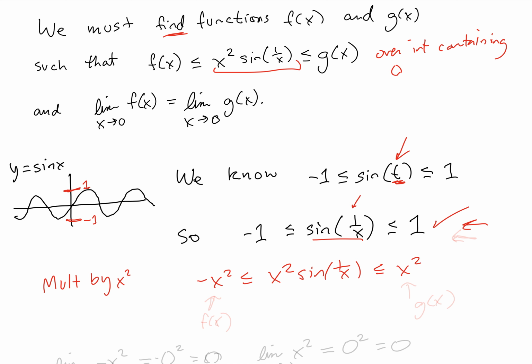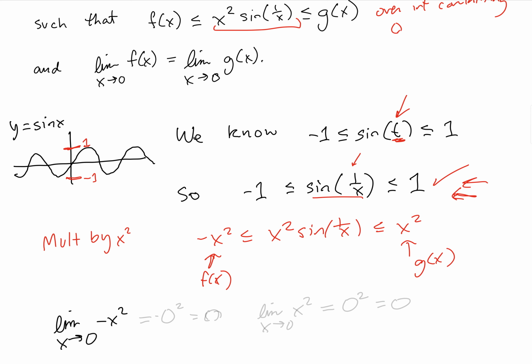So I multiplied each term in that string of inequalities by x squared. Great. Now I've got a potential function f of x and a potential function g of x, where x squared sine of 1 over x is bounded between those two functions. Let's consider the limit as x goes to 0 of negative x squared.